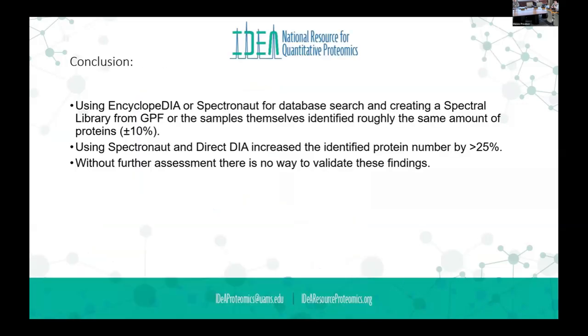So I use the word conclusion here, but based on this experiment, we used Spectronaut or EncyclopeDIA in creating the spectral library from the gas phase fractions or the samples themselves. Basically, you got the same number of protein IDs, plus or minus 10%. It was only when you went to that direct DIA that we suddenly saw this big jump, and I didn't validate any of those findings beyond that.